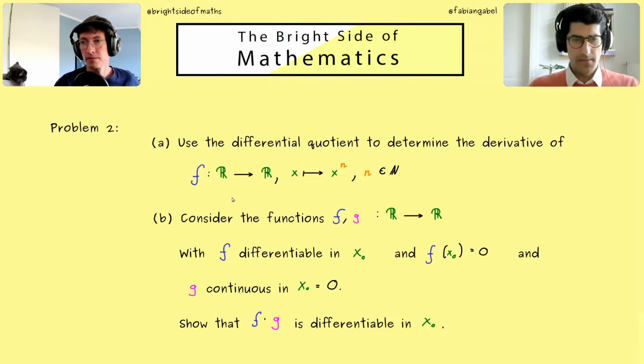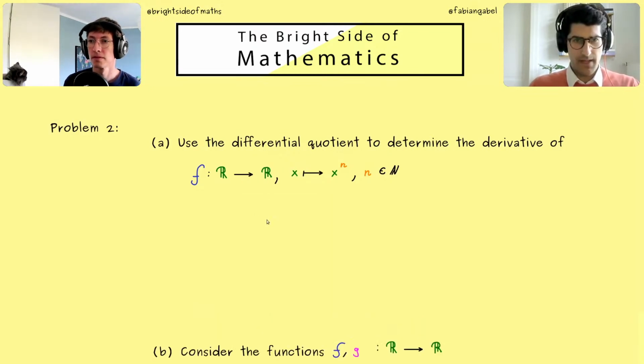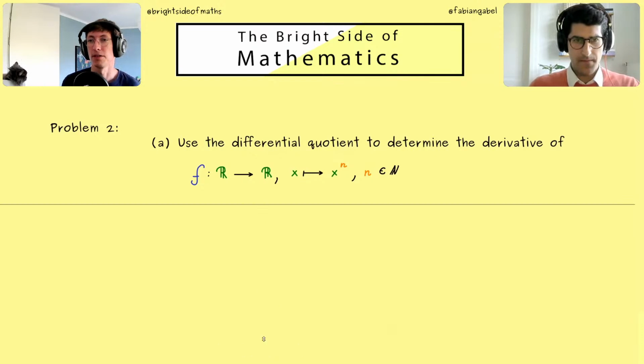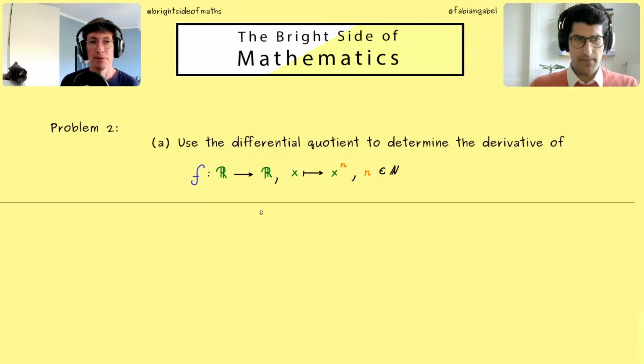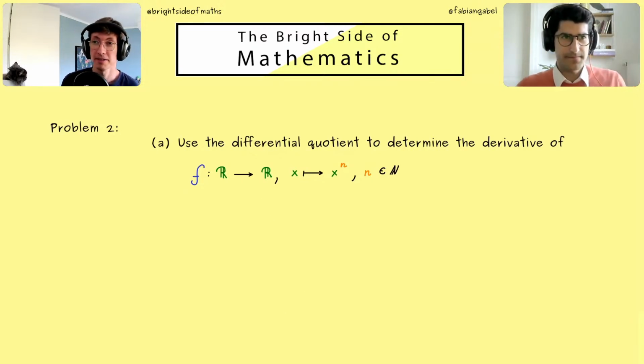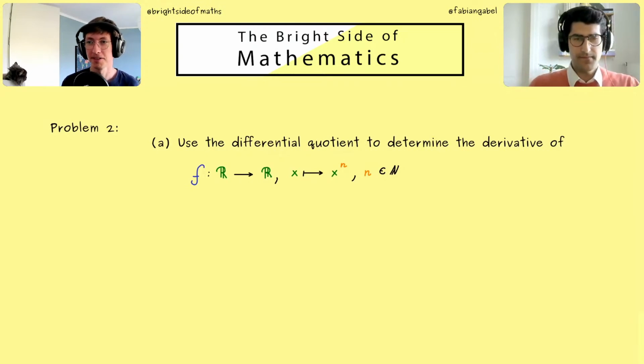I think it's better if I just make some space here. You start with A, which is a good exercise. I like it because we talk about differential quotients again, like for the definition, but you do it for all n. So you solve the problem for all polynomials.